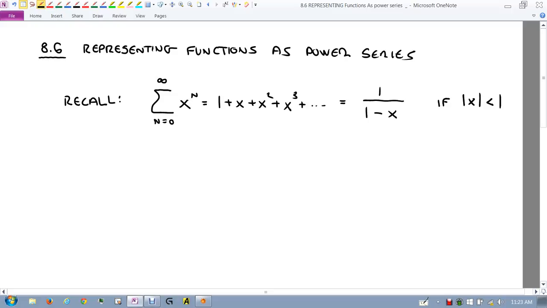And now what I'd like for us to do is represent, or I'm just going to say write, as a power series, and find the interval of convergence. Everyone okay with me just using I for interval of convergence instead of having to write that over and over and over? So here's the function.